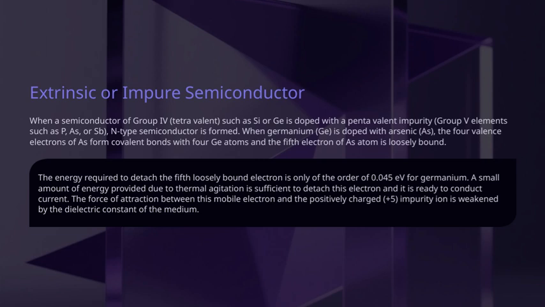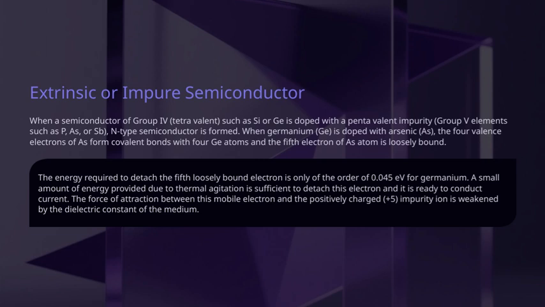Now, an interesting factor here is the force of attraction between this free electron and the positively charged impurity ion, which has a charge of +5. This attraction isn't as strong as it might seem because it's weakened by the dielectric constant of the medium. Essentially, the dielectric constant acts as a buffer, reducing the electrostatic pull and making it easier for electrons to become mobile.